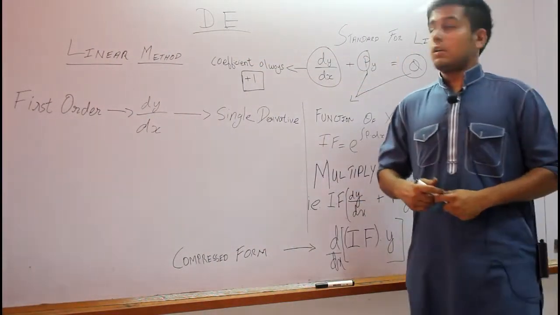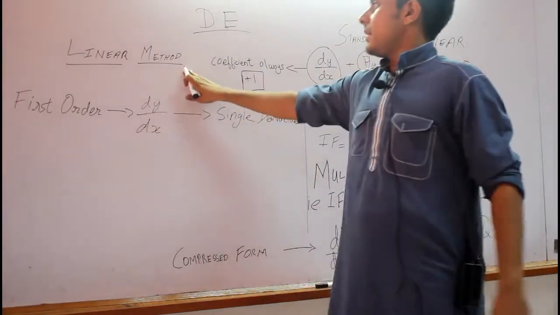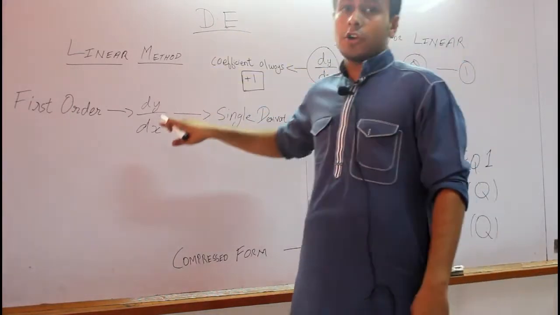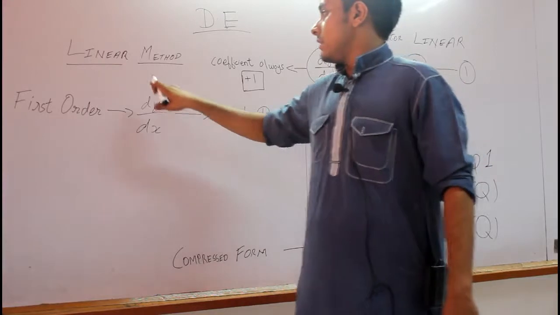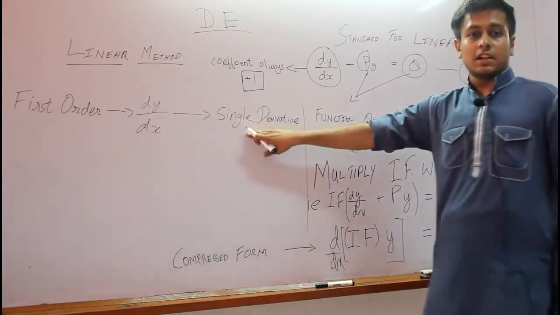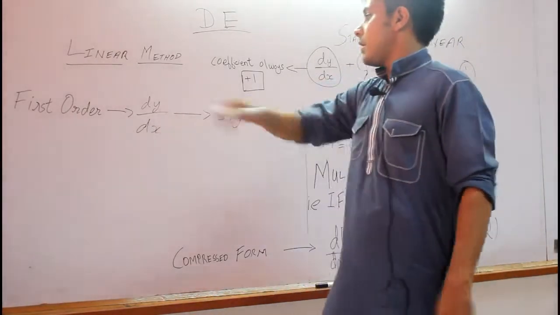Today we will learn how to solve differential equations using the linear method. We can use the linear method for differential equations when we have the first order only. First order means dy over dx, the derivative should be the single derivative. It shouldn't be d square y over dx square, it should only be dy over dx, the first order.